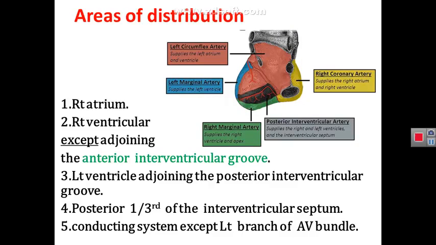Also, posteriorly, you can see that the right coronary artery supplies also the left ventricle adjoining the posterior interventricular sulcus, and also it supplies the posterior one-third of the interventricular septum and the conductive system of the heart, including the sinoatrial node, atrioventricular node, and the right atrioventricular bundle of His, but not the left atrioventricular bundle of His.